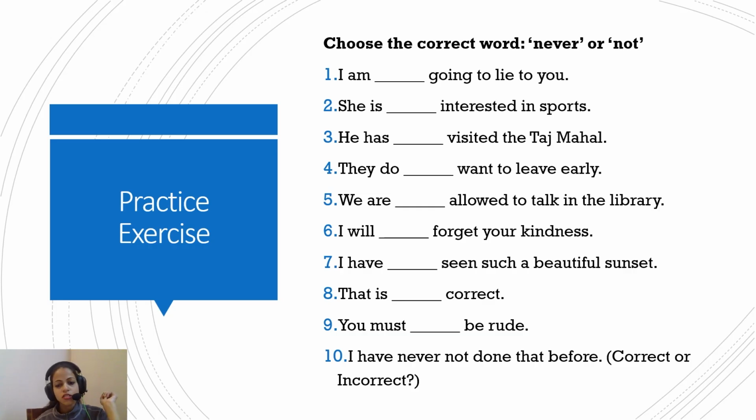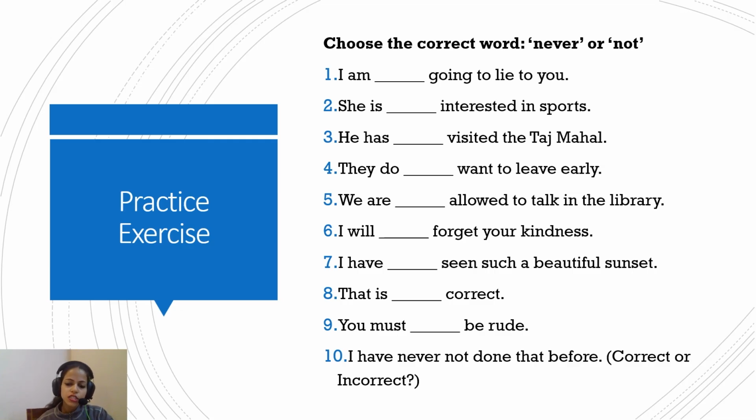I have dash seen such a beautiful sunset. I have never seen. This is the first time I'm seeing such a beautiful sunset. So I have never seen such a beautiful sunset. That is dash correct. That is not correct. So I'm talking about the present. At this point, I'm seeing that this is not correct. So you see the difference between never and not. You must dash be rude. You must not be rude. So I'm not talking about since eternity, what has been, forever, what will be. I'm talking about right now. You must not be rude. So like that.